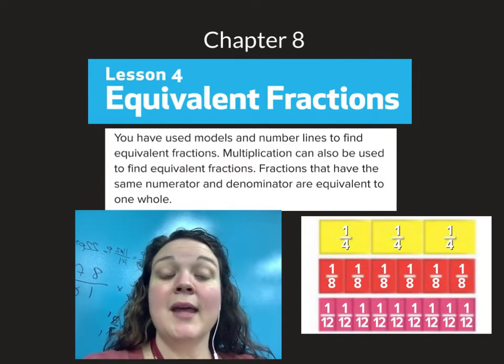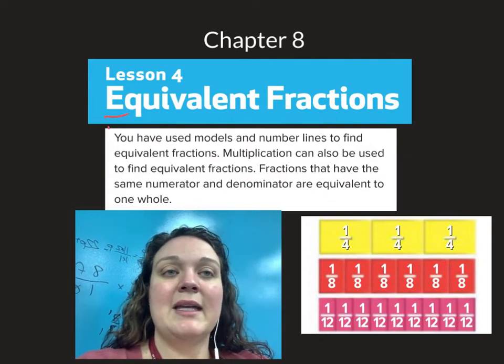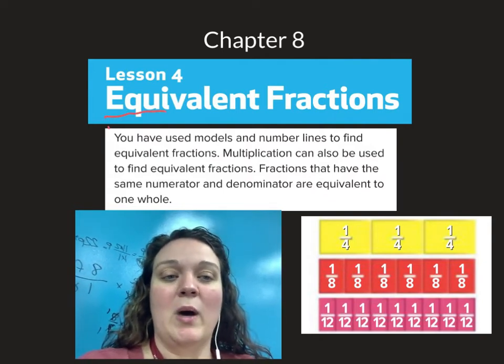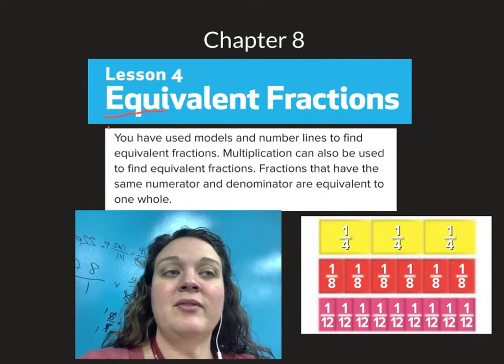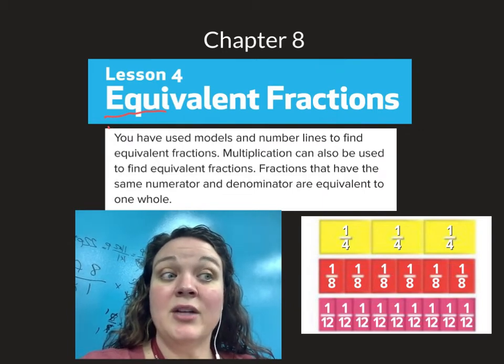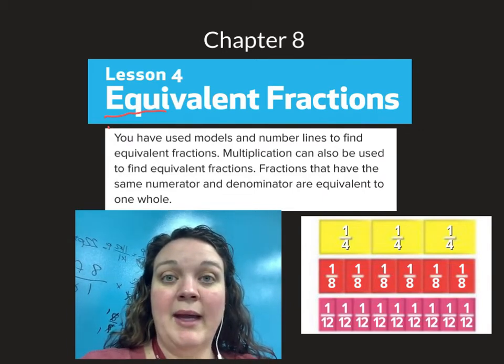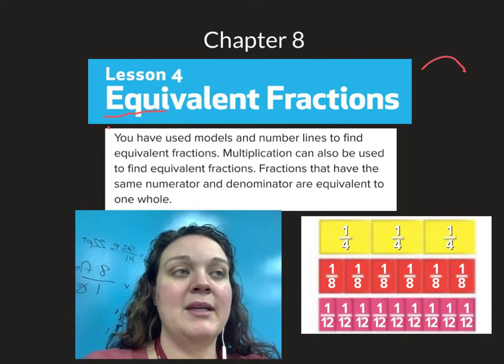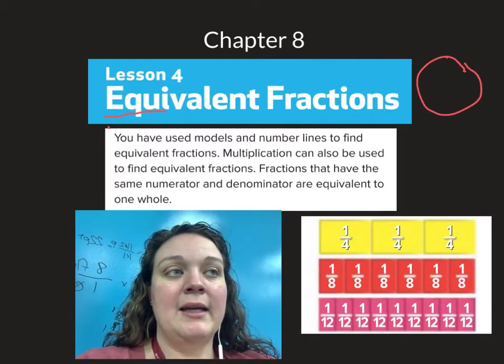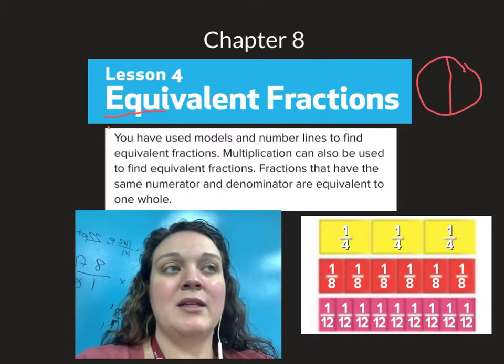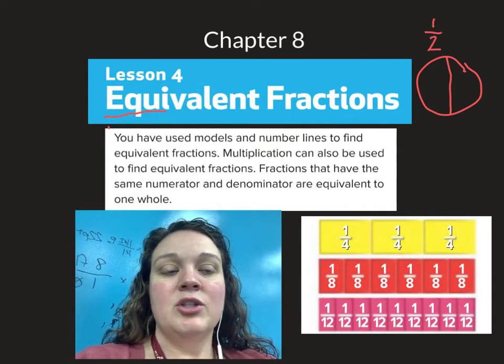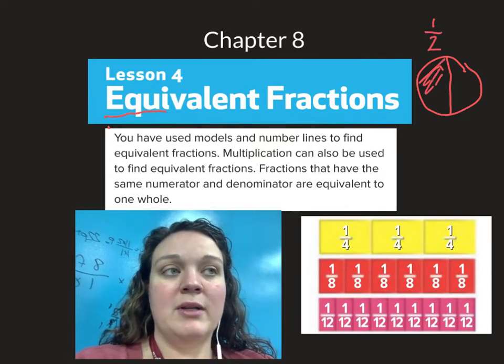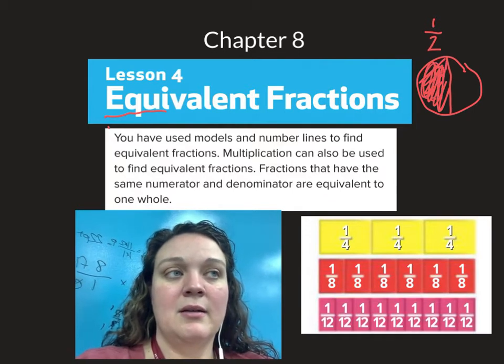Now, when I see that word equivalent, I really notice the first part looks like equal or equa, right? And so equivalent fractions are fractions that are actually worth the same amount, right? So let's say I had a pizza and I cut it into 2 pieces and I ate 1 out of 2 pieces. I would eat half of the pizza, right?